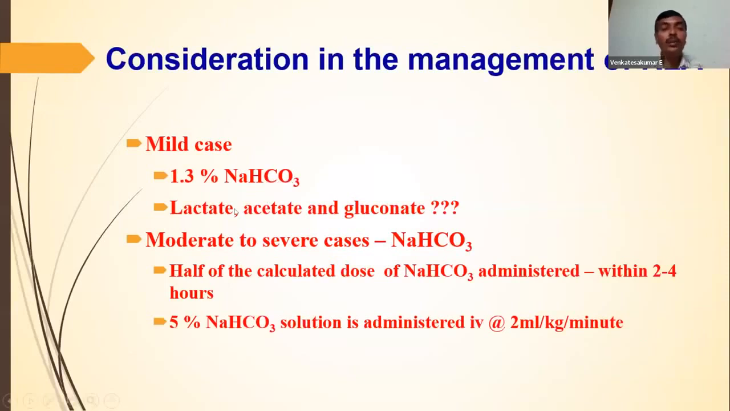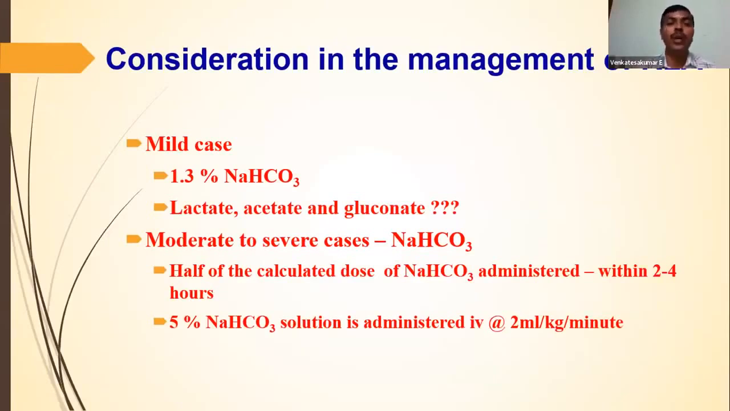Somebody may like to give lactate, acetate, or gluconate containing solutions, because these are precursors for bicarbonate. When the animal has adequate hydration and adequate liver function, the lactate will be converted into bicarbonate. But it is not at that much level, whatever we give, 5% or 1.3%. We would need to give voluminous fluid to get the required bicarbonate replacement. That's why they advise not to go for any lactate, acetate, or gluconate containing solution in ruminant lactic acidosis, even in mild cases.